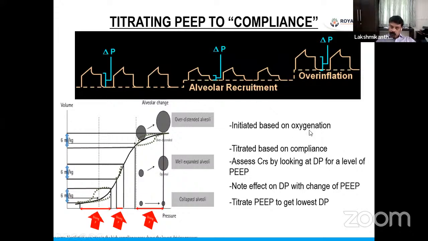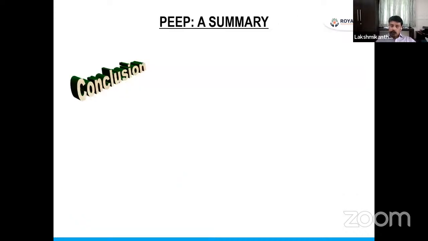So PEEP is initiated based on oxygenation level as per the ARDSNet protocol, and it is titrated based on the compliance of the lung, and note the effect on the driving pressure with the change of PEEP. Titrate PEEP to get the lowest driving pressure, that is somewhere around 16 centimeters of water.